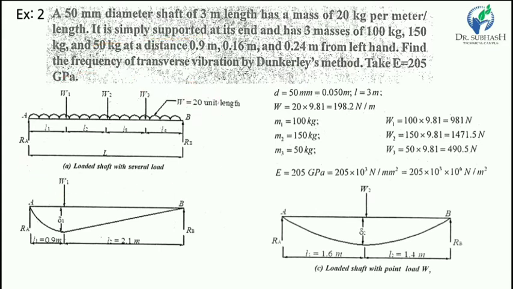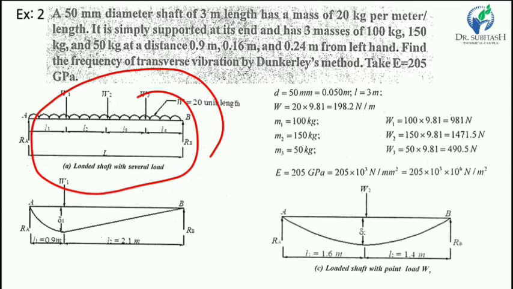Now, the three masses 1, 2 and 3 are at distances from the left side of 0.9, 0.16 and 0.24 meters. This is the case of a shaft carrying multiple rotors, and for that case we know the Dunkerley method is useful and easy for finding the frequency of vibration of a shaft carrying multiple rotors.